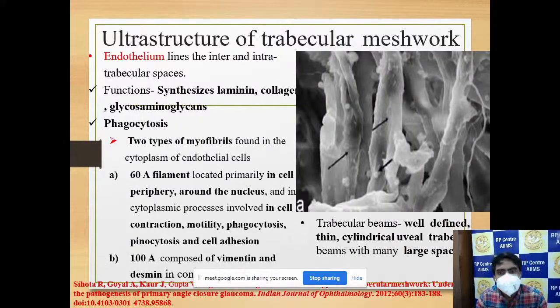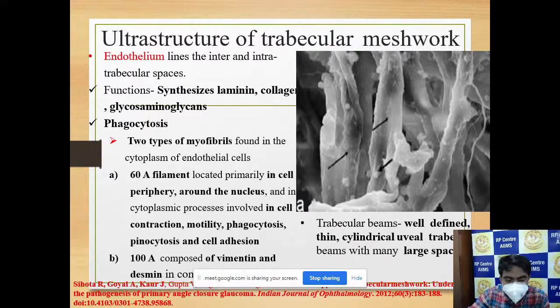Then coming to the ultrastructure of the trabecular meshwork, this is the normal trabecular meshwork where no glaucomatous signs have developed. At that level it has well defined, thin, cylindrical uveal trabecular beams arranged with larger spaces, with melanin granules and foreign material deposits. These endothelial cells also have some phagocytic action, and they synthesize laminin, collagen, and glycosaminoglycans.